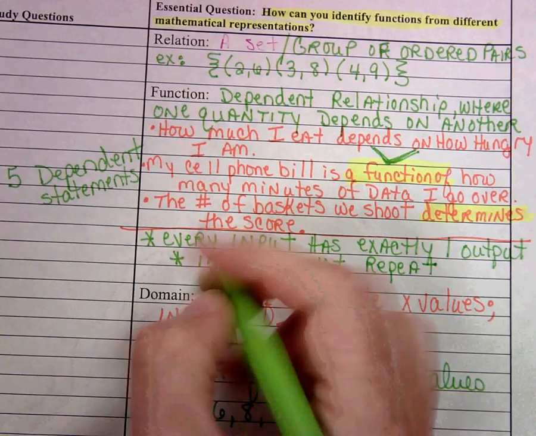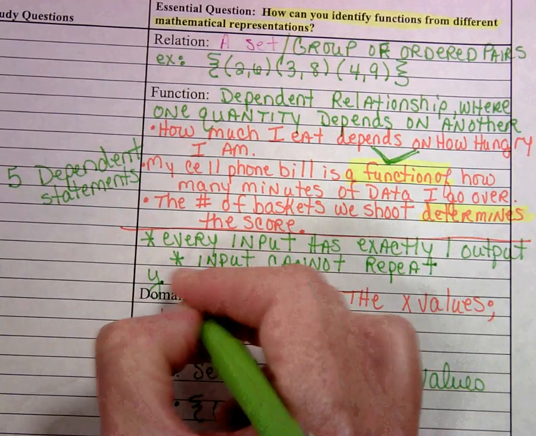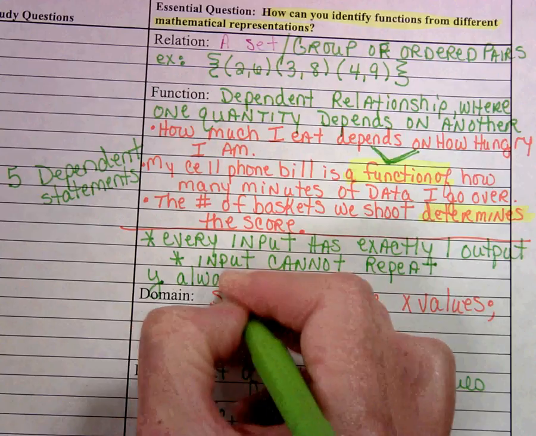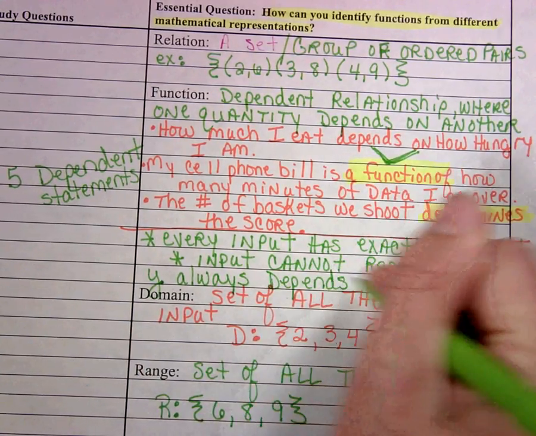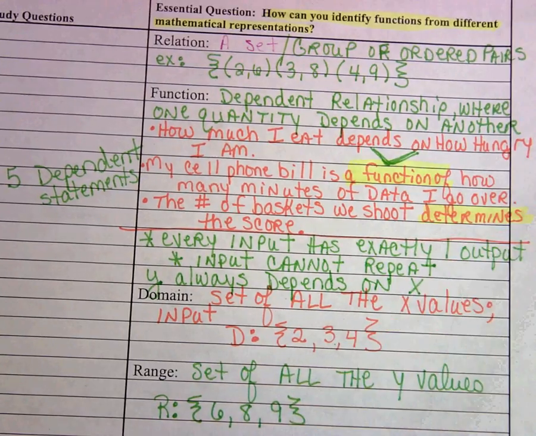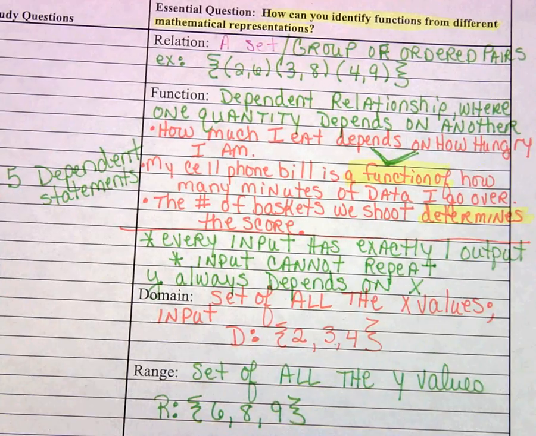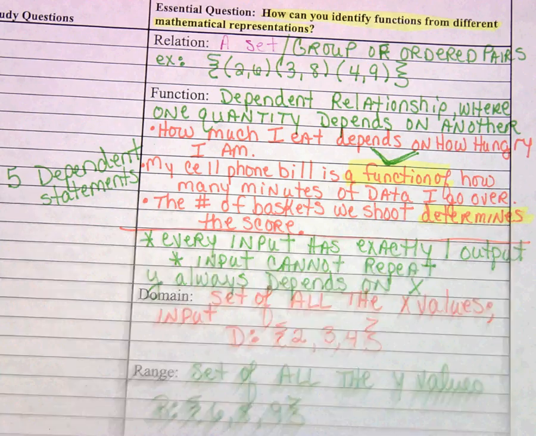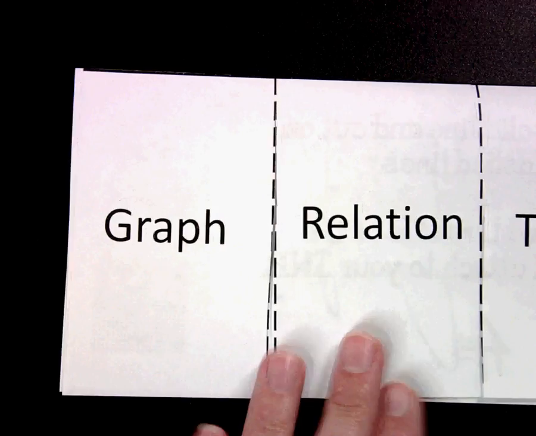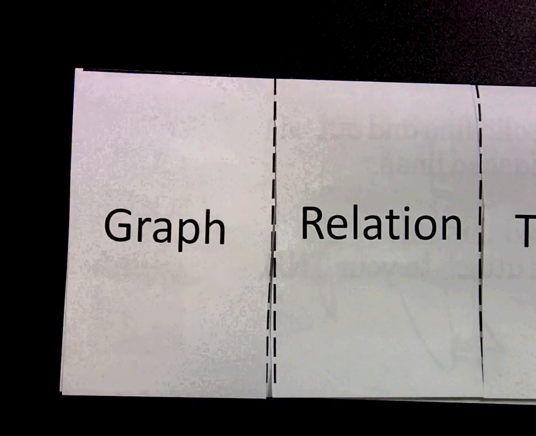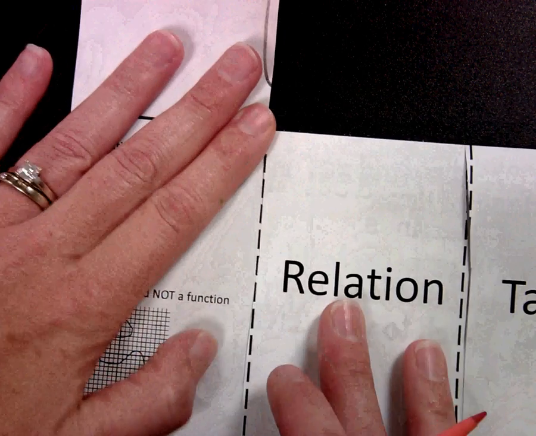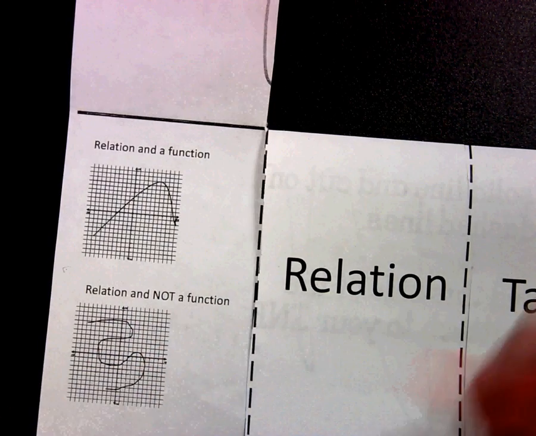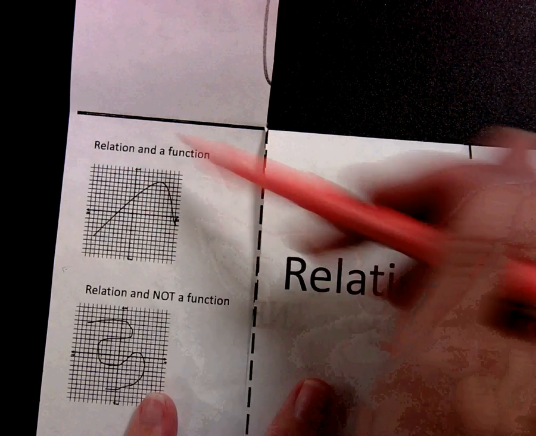Something else important to remember is that y always depends on x. Y always depends on x. Okay? If you'll look at your function foldable now, we have different other ways that we can see functions. And the first one is a graph. So if you'll open it up, a graph, here is an example of a relation or function.